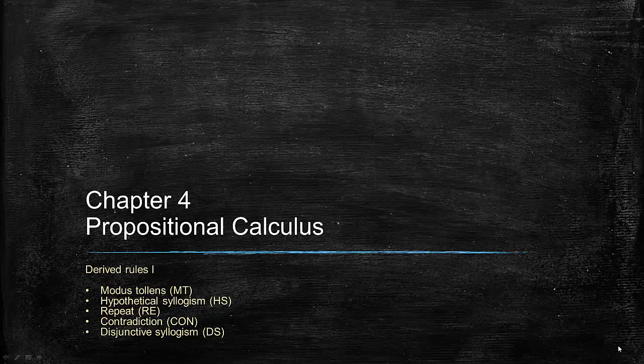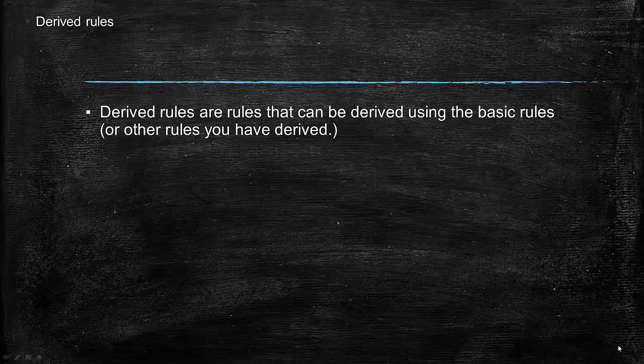Okay, so let's learn some derived rules today. So modus tollens, hypothetical syllogism, repeat, contradiction, and disjunctive syllogism. So derived rules are the ones that we can prove using the non-derived rules in the system.